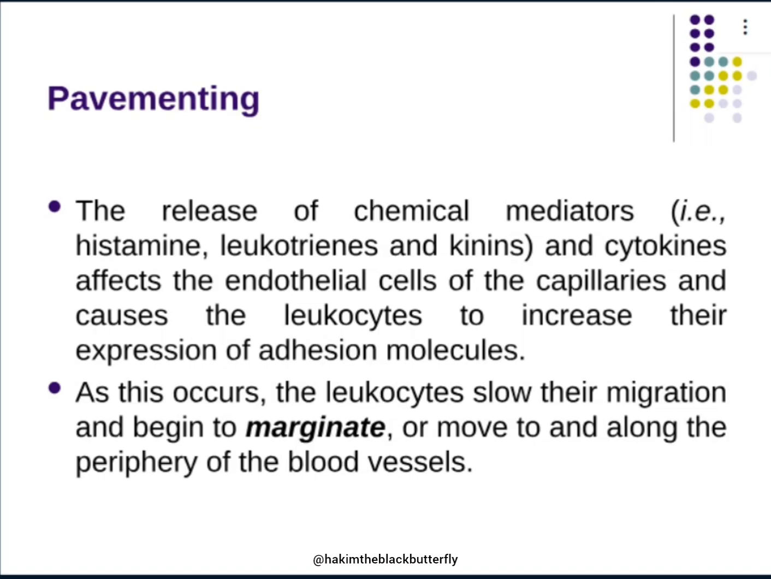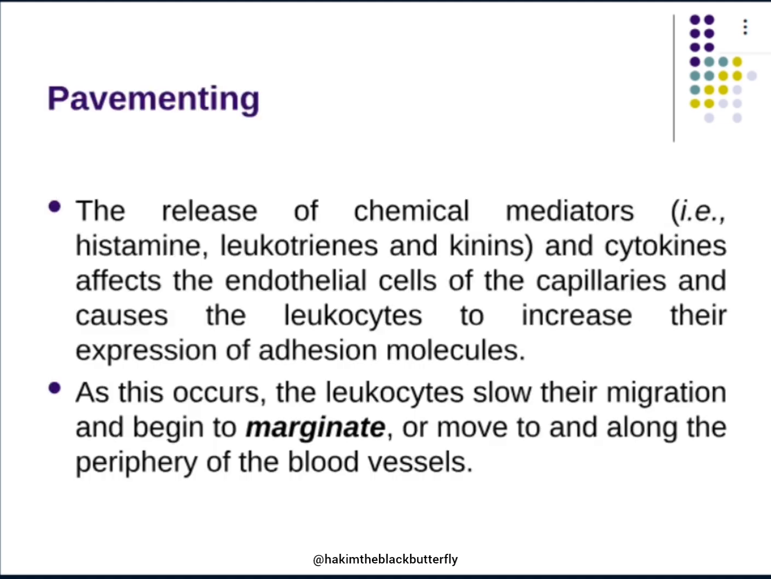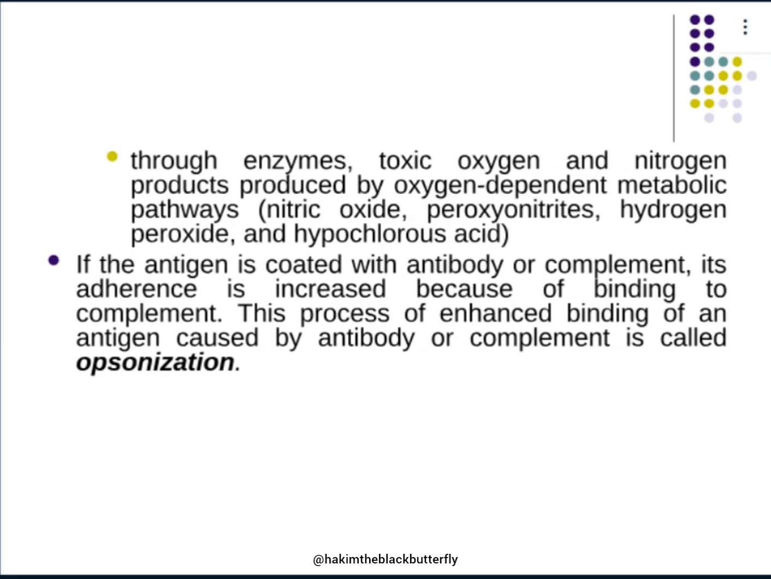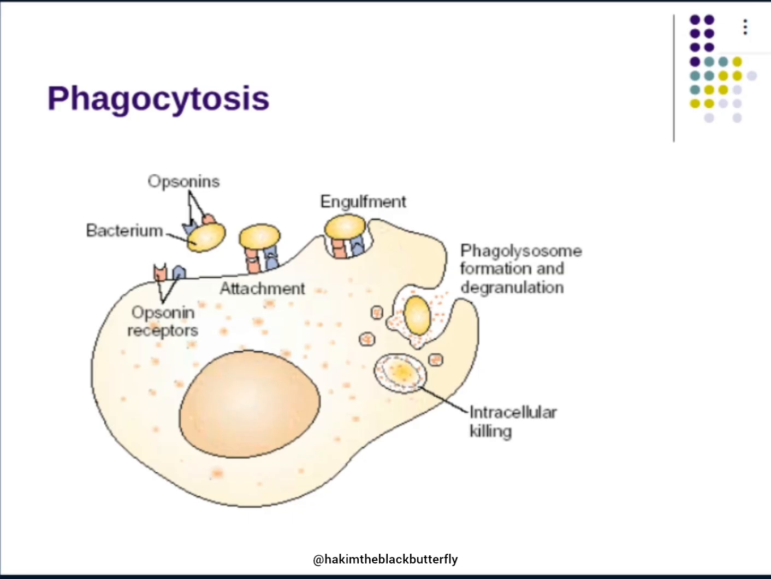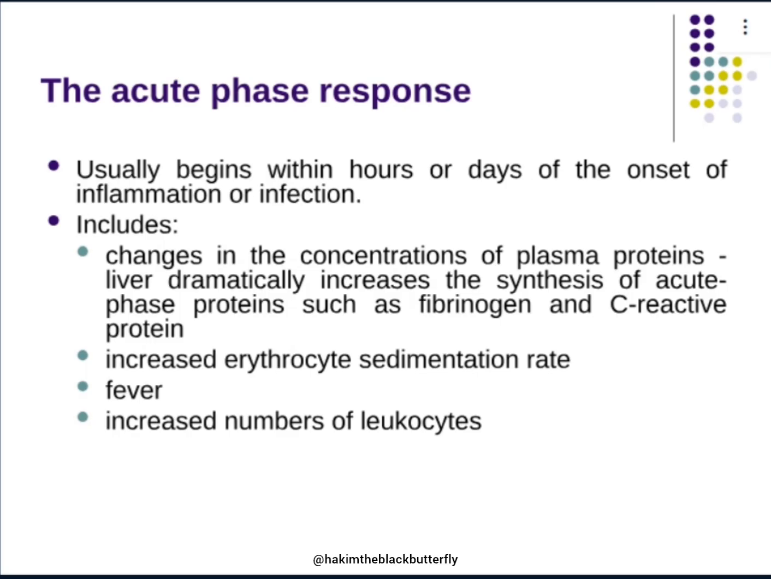The whole of this diagram shows you cell pavementing and emigration. Cells are coming from the middle of the blood. They begin to pavement, or move along the endothelium, way outside into the interstitial tissue. All this is explaining what I have just said. And then that's the process of phagocytosis.